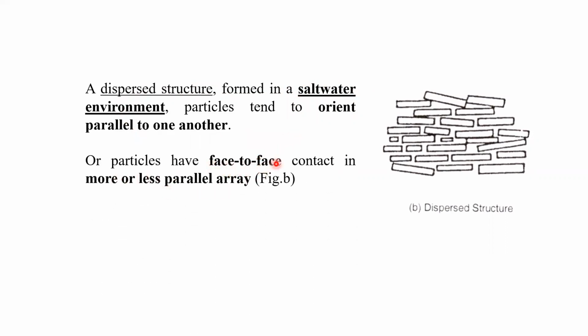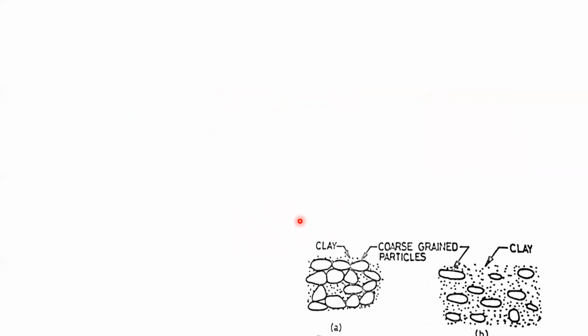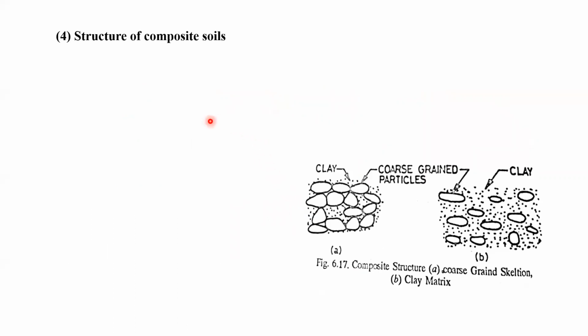Particles have face-to-face contact. You can say this face and this face contact is there. This face and this face contact is there. Parallel is also there, and face-to-face contact is also there. Whereas in the case of flocculated structures, we can say the particles are perpendicular to each other, and they have edge-to-edge contact.